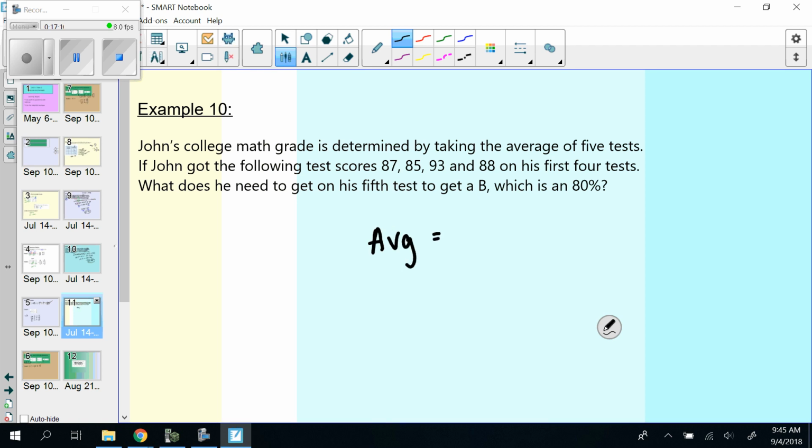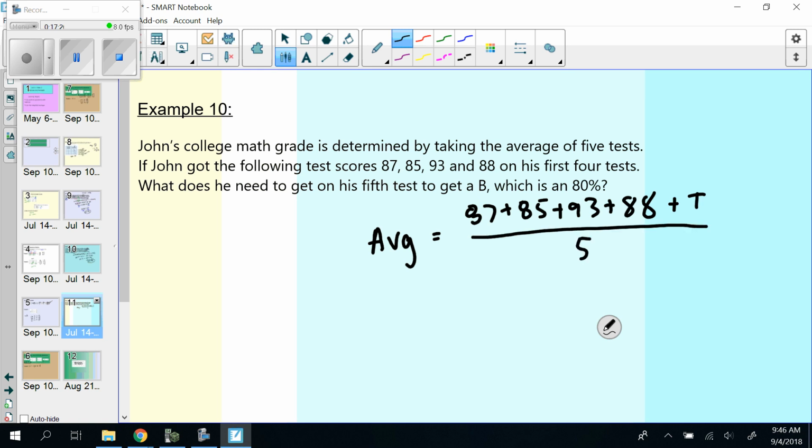So if we add up the test scores, 87, 85, 93, and 88, that's not quite all the tests. There is still one missing test here that we don't know. Let's just call it T for test. But we do know how many tests there are, 5. And actually, we do know what the average comes out to be. The average he wants to get is an 80. So we want to solve that out.